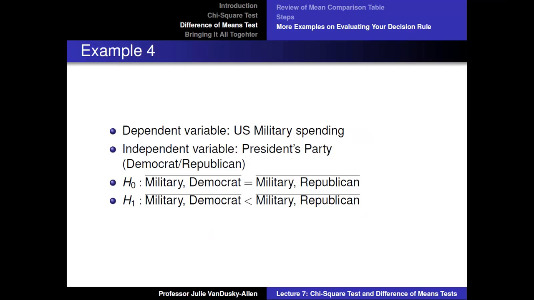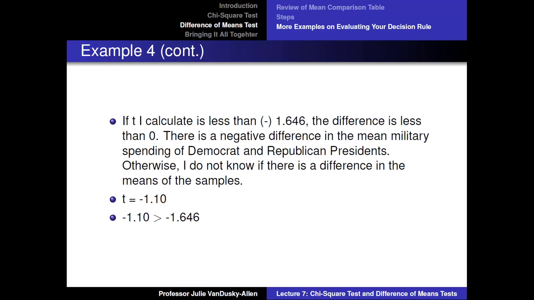Next, imagine our dependent variable was U.S. military spending and our independent variable was President's Party, Democrat or Republican. Our null hypothesis would be the mean military spending of Democrat and Republican presidents is the same. Our alternative hypothesis could be the mean military spending of presidents who are Democrats is less than the mean military spendings of presidents who are Republicans. Imagine our decision rule was if the t I calculate is less than negative 1.646, the difference is less than 0. There's a negative difference in the mean military spending of Democrat and Republican presidents. Otherwise, I do not know if there's a difference in the means of the samples.